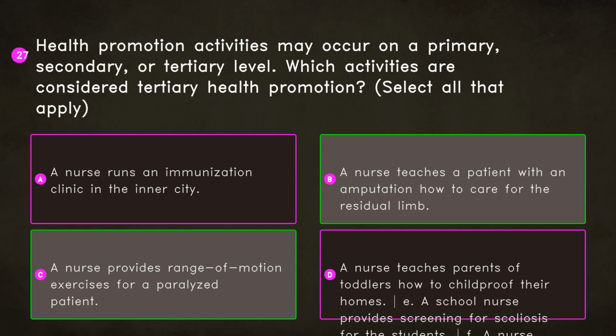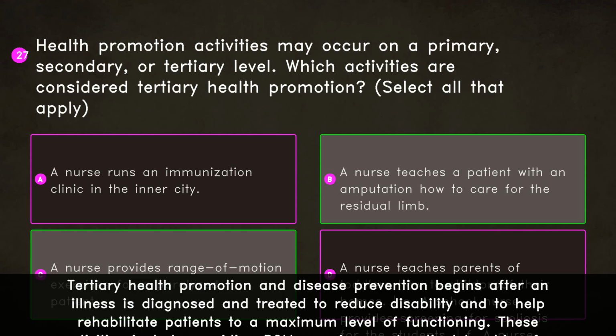The correct answer is a nurse teaches a patient with an amputation how to care for the residual limb, and a nurse provides range of motion exercises for a paralyzed patient. Tertiary health promotion and disease prevention begins after an illness is diagnosed and treated to reduce disability and to help rehabilitate patients to a maximum level of functioning. These activities include providing ROM exercises and patient teaching for residual limb care. Providing immunizations and teaching parents how to childproof their homes and use an appropriate car seat are primary health promotion activities. Providing screenings is a secondary health promotion activity.